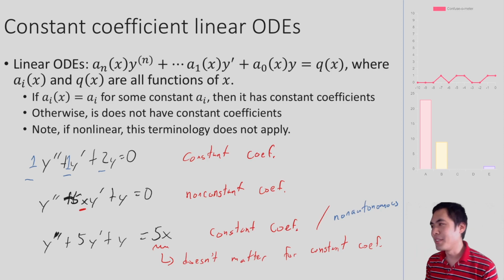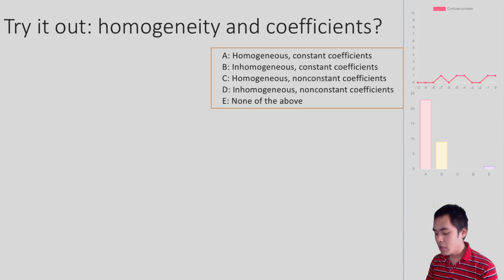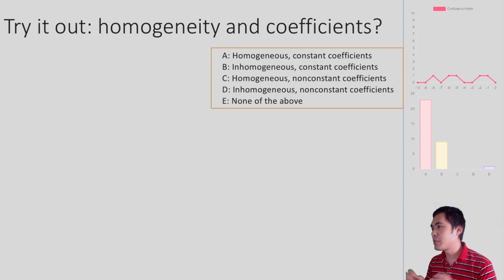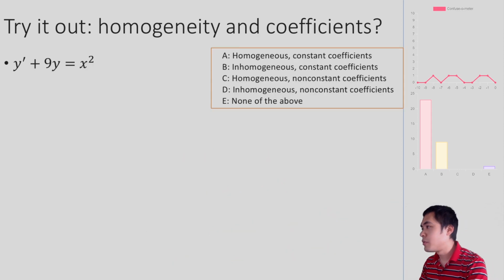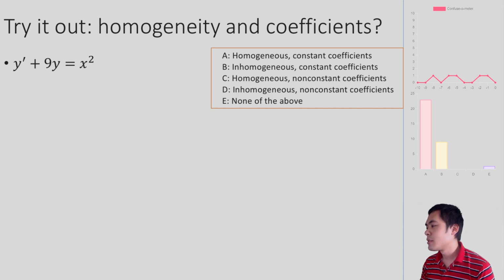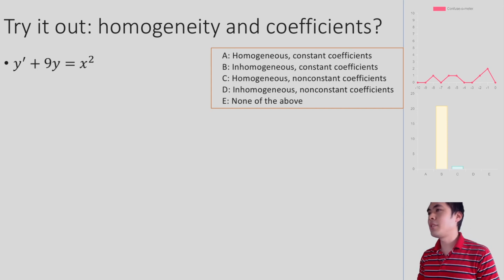Let's try this out to make sure we understand these definitions. The last one here would be inhomogeneous. Yep. Let's try out a bunch of examples. Let me reset the chat voting poll. y prime plus 9y is equal to x squared. Does this have constant coefficients? Is it homogeneous or inhomogeneous? Okay, we have most votes for inhomogeneous constant coefficient.